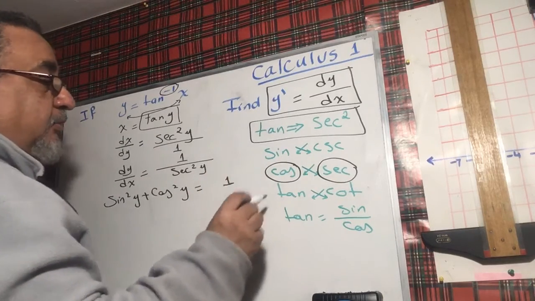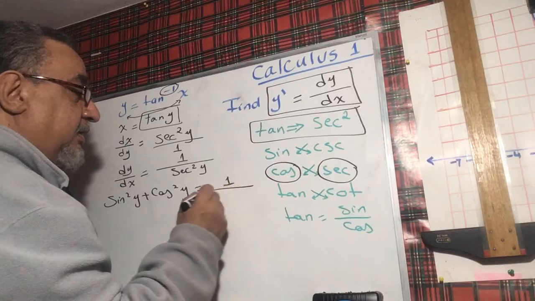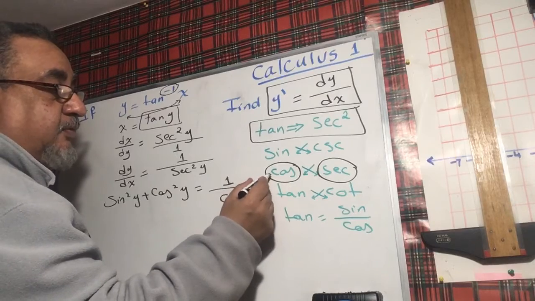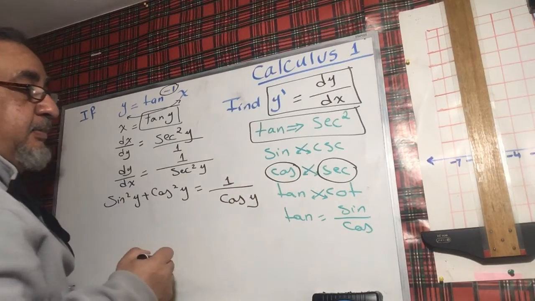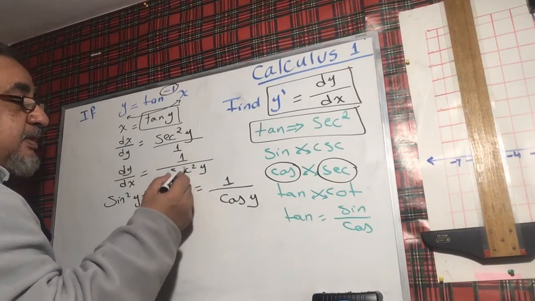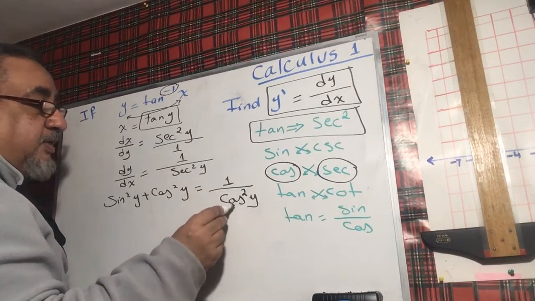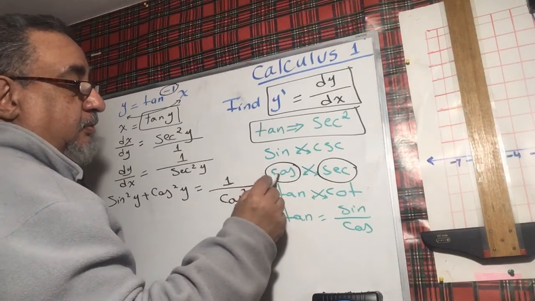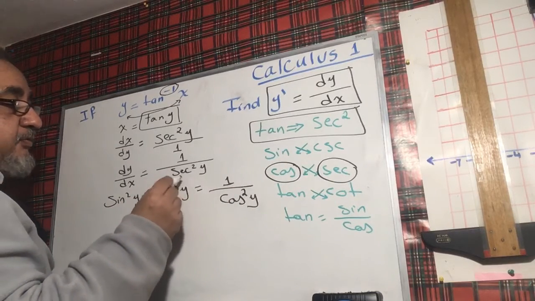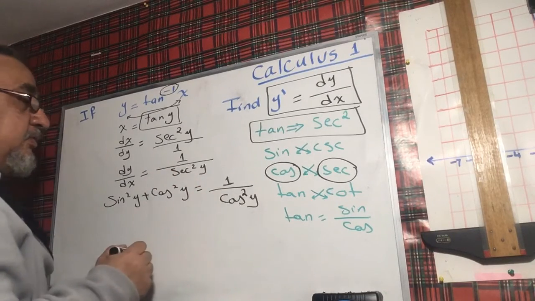So secant is 1 over cosine. Right here secant, and right here 1, so I'm going to divide by cosine. So 1 over cosine is secant. We have here 1, I divided by cosine. But I'm not looking for secant, I'm looking for secant squared, so you have to divide by cosine squared. Again, 1 over cosine squared is secant squared. The reciprocal of secant squared is cosine squared, 1 over cosine squared.